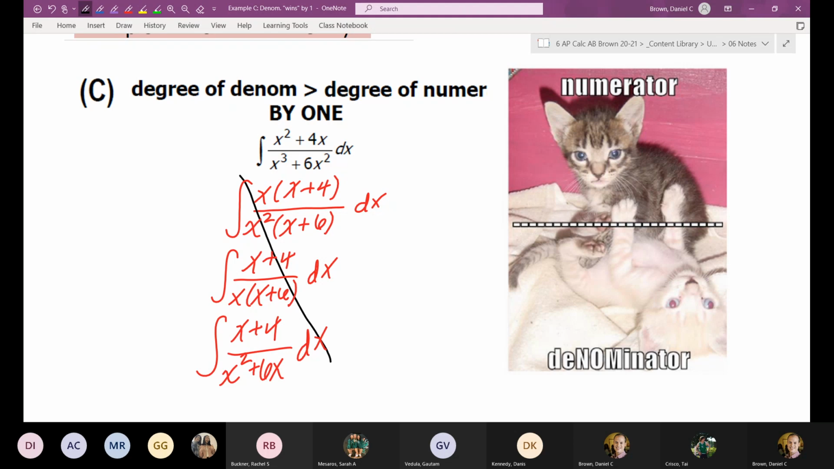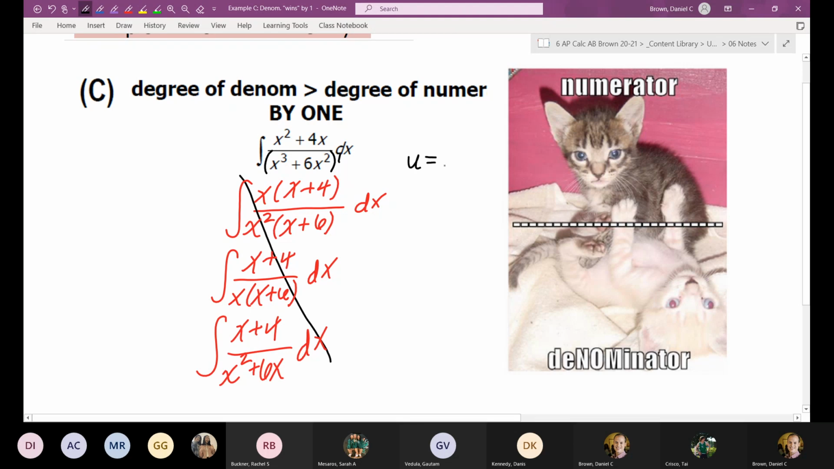Okay, so we saw simplifying wasn't the best thing to do. I might look at this problem and say, you can't do long division, you don't have a monomial. Technically, what is that denominator raised to what power? The first power. If our denominator is raised to the first power, what rule might we be able to use? Natural log. Let's try it. U sub with natural log.